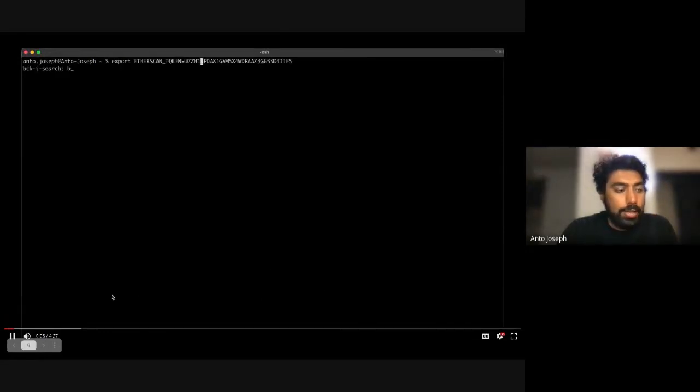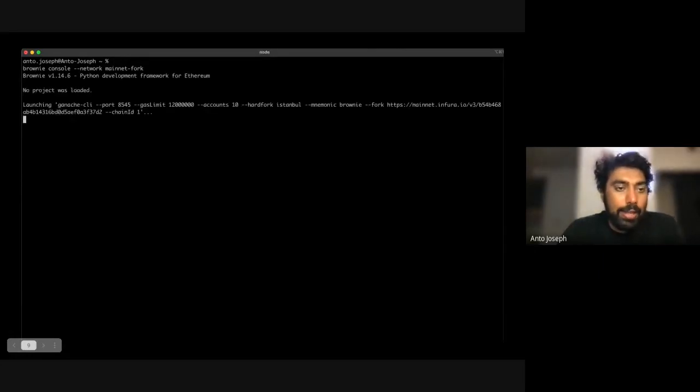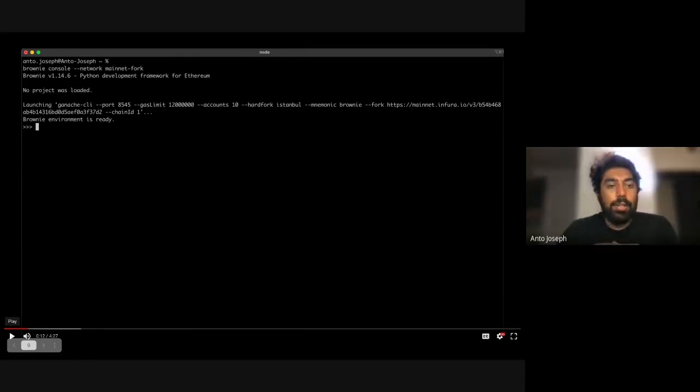Right. So as you can see here, I have my secrets exported and I have started a mainnet fork. What is a mainnet fork? So Brownie creates a local version of the current Ethereum blockchain state that we can interact with without spending real funds. As you can see, this is a fork, and then we work on that particular fork, and we will fork at a particular block.